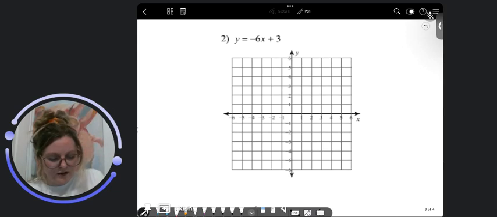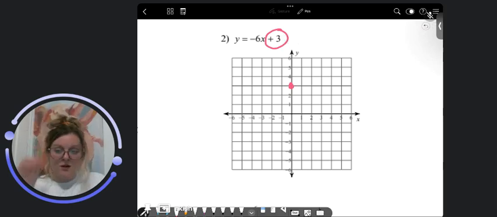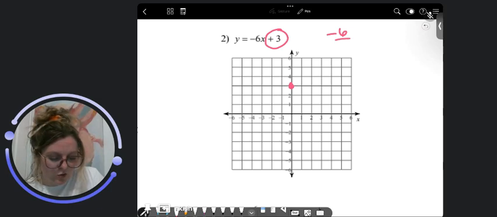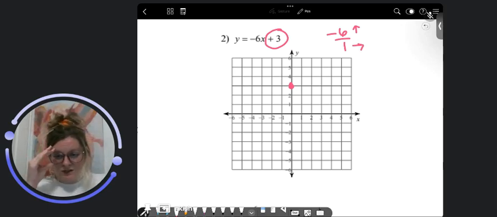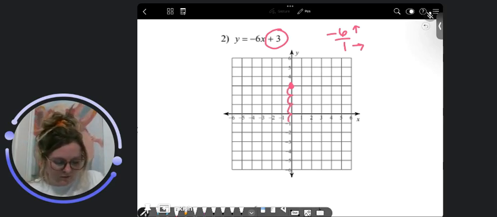All right, next one, let's try again. So we are going to, again, start with our b value, 3. This is positive, it's going on the y-axis, so I'm counting up to 3, putting a point. Now, my slope is -6. We always need to make it into a fraction, so I can do rise over run. I'm rising in a negative direction, which means I'm going down. So I'm going to count down. 1, 2, 3, 4, 5, 6, to the right, 1, and put a point.